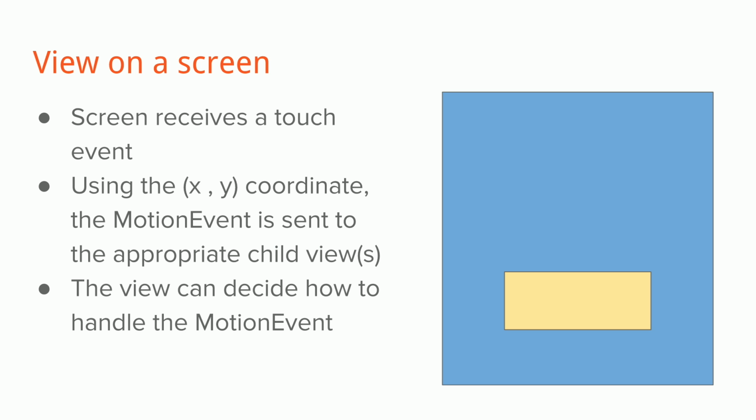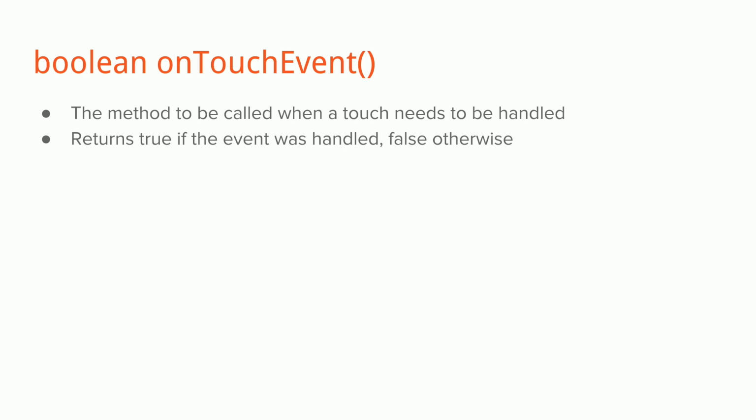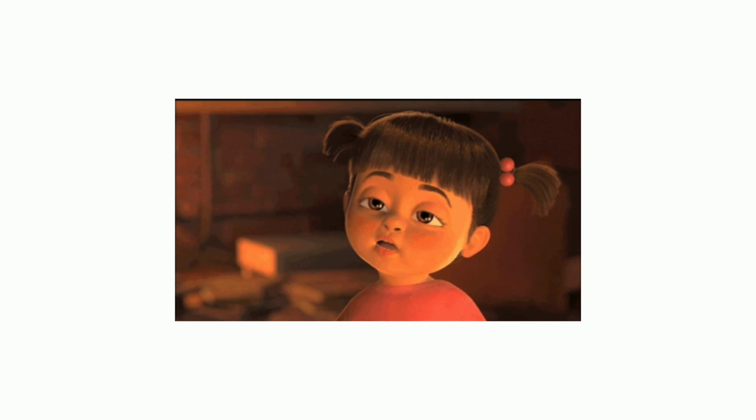So when you touch the screen, the screen receives this touch event, which is a motion event, and using the XY coordinate, the motion event is sent to the right child views. Then the view can decide whether or not it wants to handle the motion event. The main method we care about right now is the onTouchEvent, because we're just worrying about what happens when the user actually touches. This onTouchEvent returns a boolean: it returns true if the view handles the event, otherwise it returns false. And some people are looking like this right now, like what's going on?